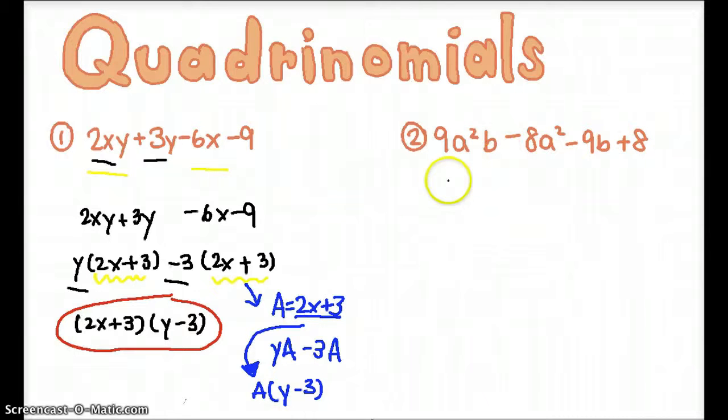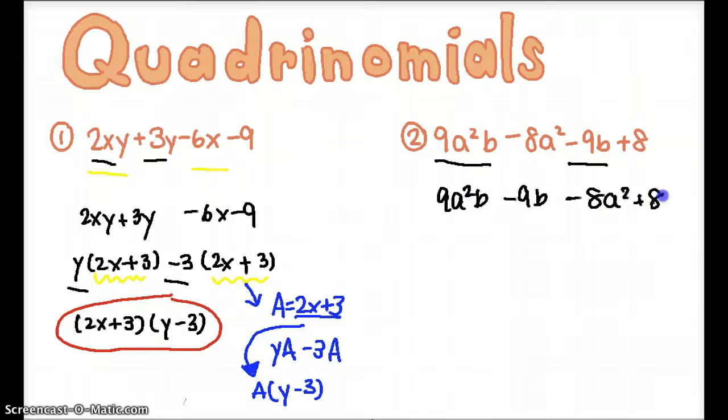So the next one says 9a squared b minus 8a squared minus 9b plus 8. So we're going to choose two values that have some sort of similarity. So I'm going to start with this and this because they both have this b and 9 in them. So I'm going to write that in the order I want it to be in: 9a squared b minus 9b minus 8a squared plus 8. So I'm just rearranging this first expression.